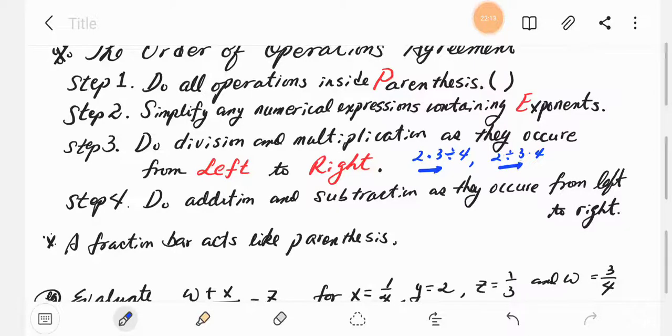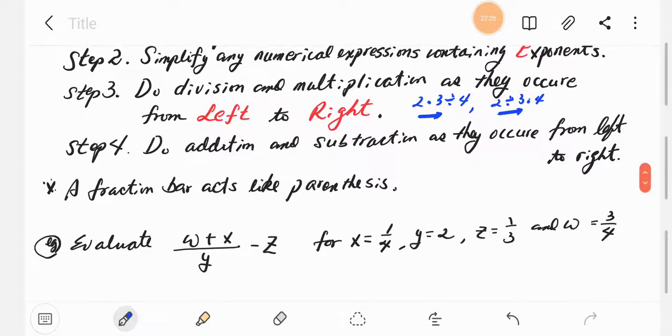How about this one? This is a division and a multiplication, right? So what do we do? Do it from left to right as they occur. Okay, this is really important. And the last step is to do the addition and subtraction. We know how to do addition and subtraction, right? So do it from left to right, though it doesn't matter in this case.